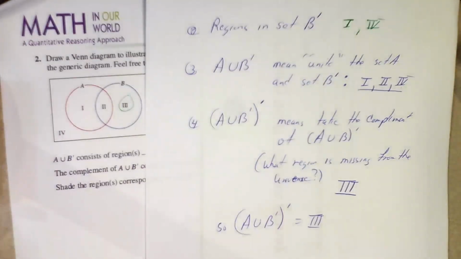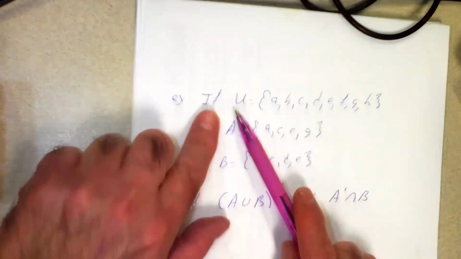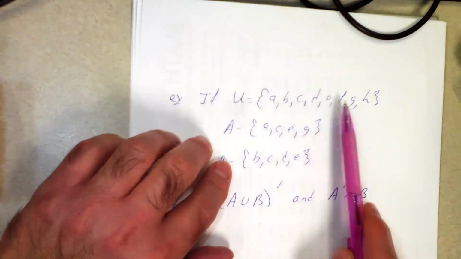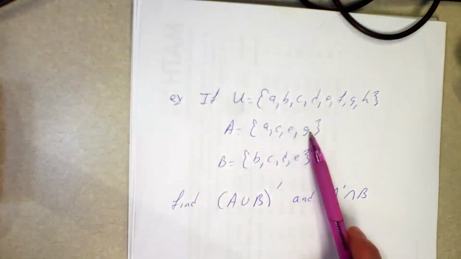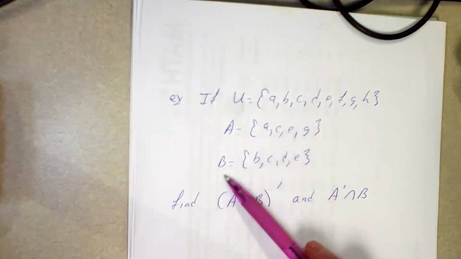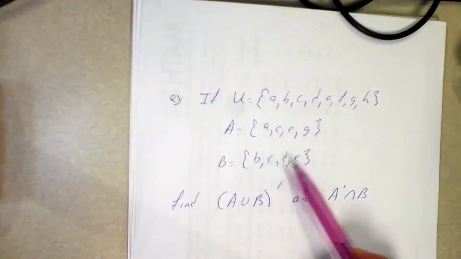All right, cool. Now, sometimes they won't give you a picture. You will have to draw the picture. They will give you what the universal set is, and they will provide information of what each set has in terms of elements. So suppose we have the universal set A, B, C, D, E, F, G, and H, and our set A includes A, C, E, and G, and set B has B, C, D, and E.